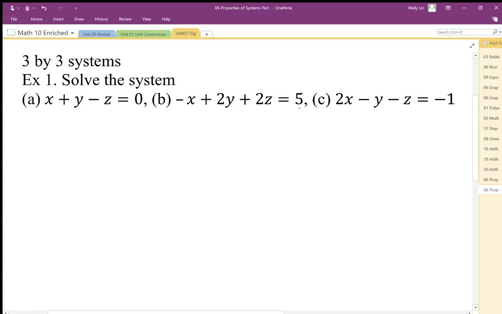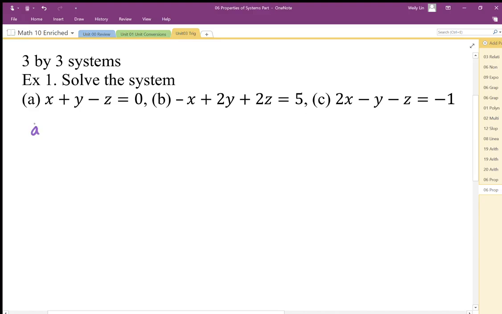So let's take a look at this one here. We are able to combine any two equations to eliminate one variable. If I combine A and B, we can get rid of the x variable. And if I combine B and C, I can do the same thing. I would end up with two new relationships that involve just two variables, y and z. So let's try this. I'll show you how this works.